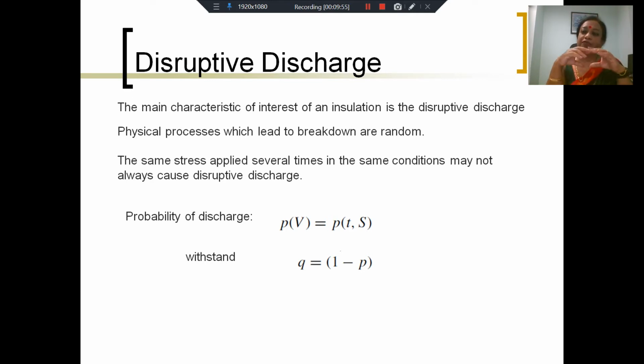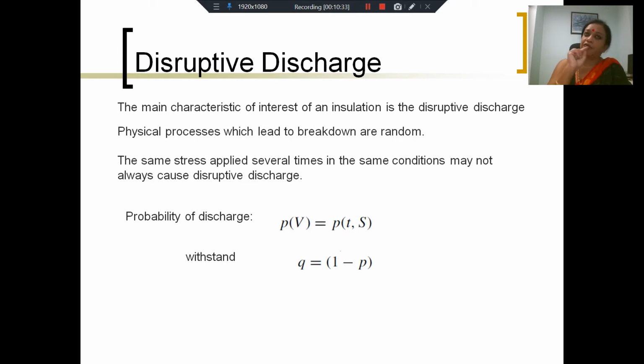So for example, if you apply a very high voltage for a very short duration, let's say you applied it for 10 seconds, breakdown happens. Now let's say you halve that voltage and you keep it applied. The breakdown may happen even at that lower voltage, but it will take a much longer time. So therefore, the stress that you apply and the time duration for which you apply that stress, both of these things will determine whether breakdown will happen or not when you apply a voltage V across an insulation system.